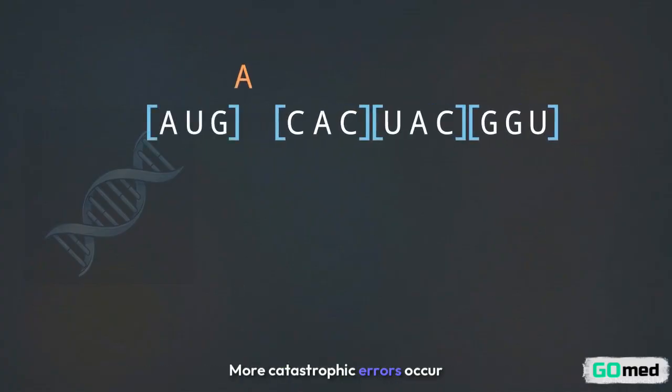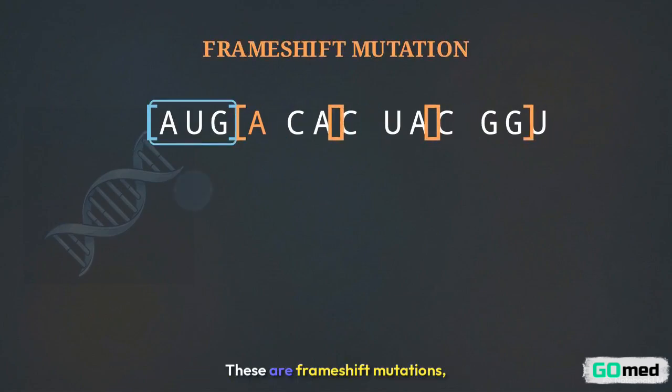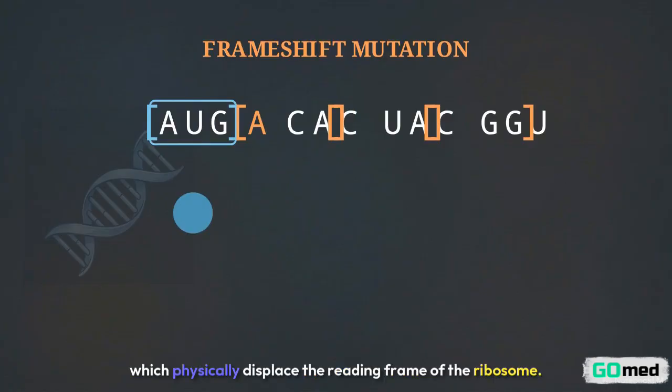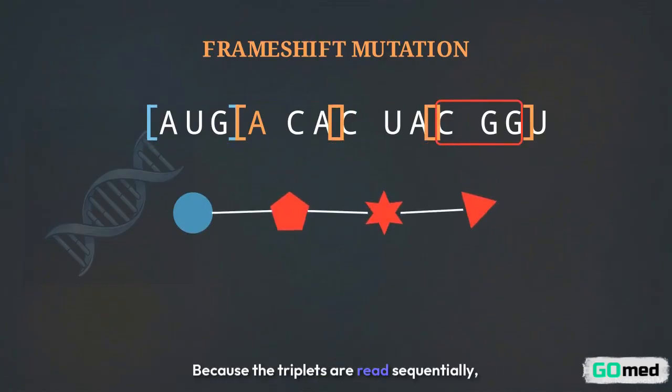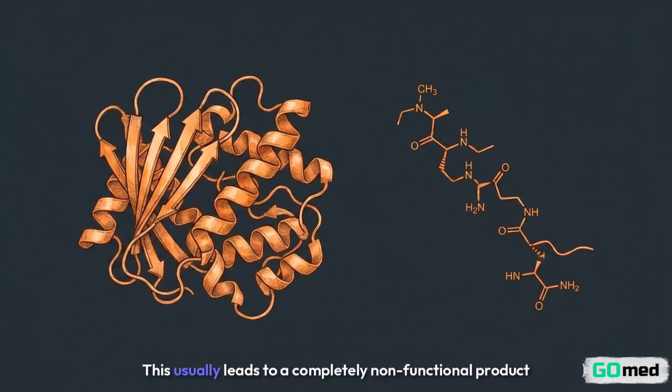More catastrophic errors occur when nucleotides are inserted or deleted in numbers not divisible by 3. These are frameshift mutations, which physically displace the reading frame of the ribosome. Because the triplets are read sequentially, a single insertion scrambles every subsequent codon in the sequence. This usually leads to a completely non-functional product or an early termination.